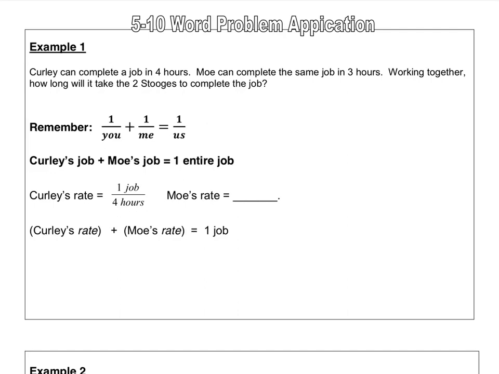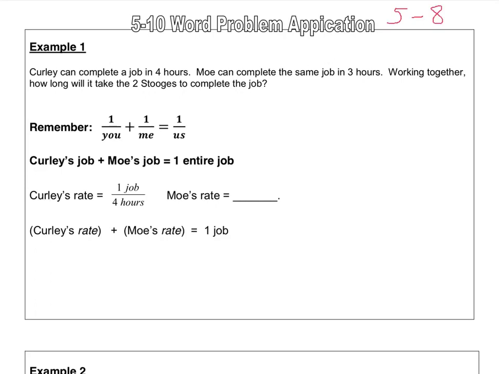Today we'll be working on lesson 5.10, which is word problem applications. Here is how you can use rational functions to do word problems. This lesson needs a very good understanding of lesson 5.8, which is how to solve rational equations. So you need to go back and watch that video and make sure that you understand it to be able to solve the equations.